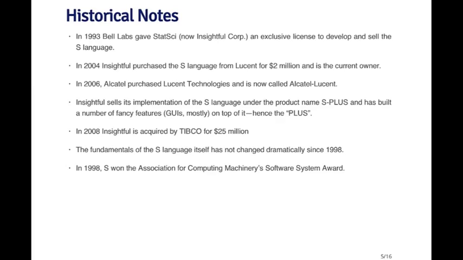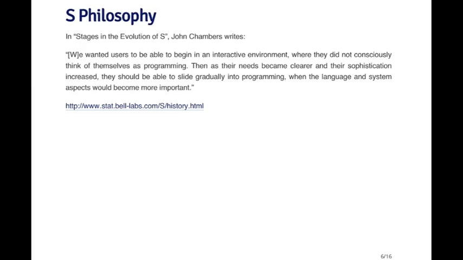The basic fundamentals of the S language have not really changed since 1998, and the language that existed in 1998 looks more or less like what we use today, at least superficially. And it's worth noting that in 1998, the S language won the Association for Computing Machinery's Software System Award, a very prestigious honor. So in a document called The Stages and the Evolution of S, John Chambers, who was the original creator of the S language, kind of laid out his key principle in designing the S language.